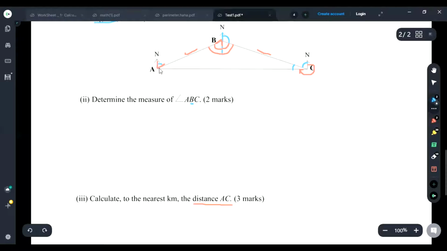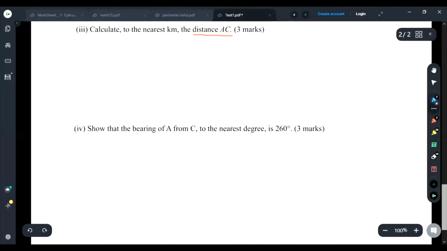This is a right angle, so don't get alarmed here. This is a right angle. That should give you some more hints on what you need to do to find this angle here. All right. So guys, that is the test. Any questions?